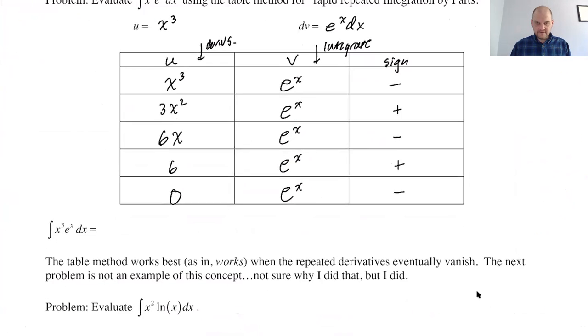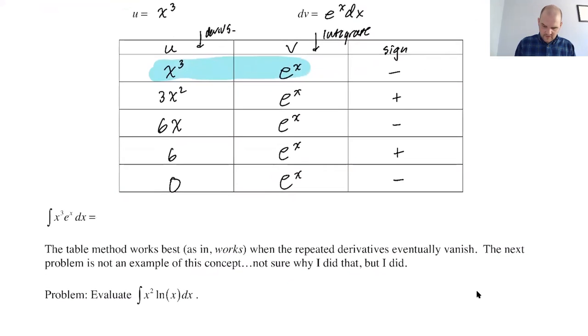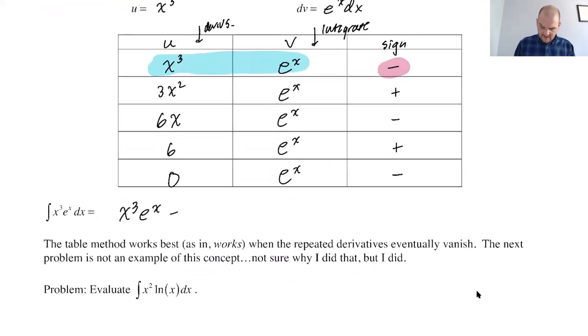So now what you're going to do is go across. You multiply across, so it's x cubed e to the x. Then you just write down the sign. The signs are the things between the terms. So it's minus, and then we're going to go across again.